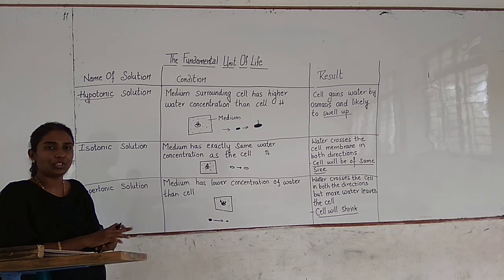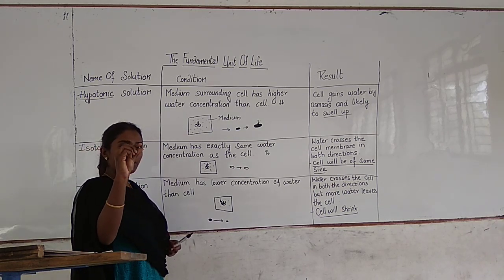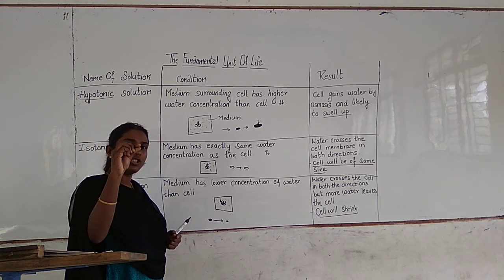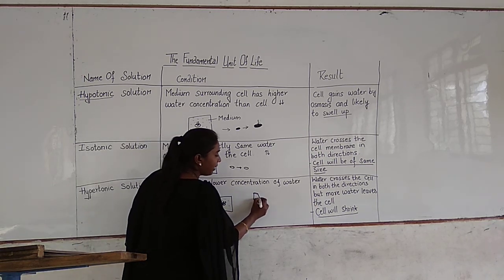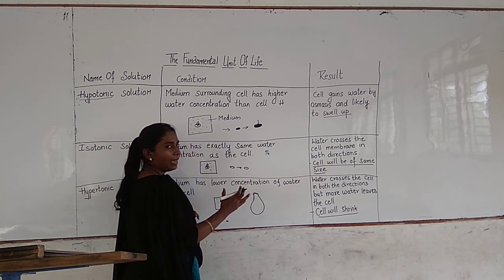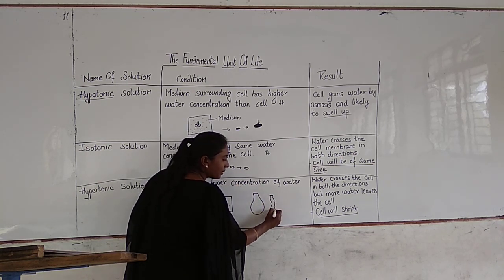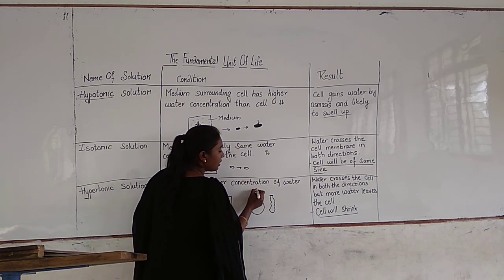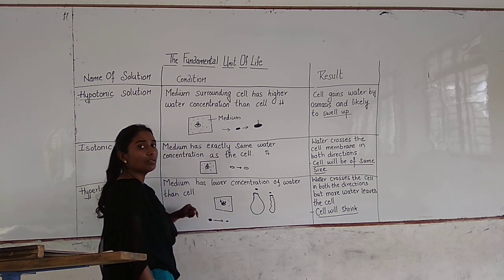Now, why does the cell shrink? Shrink means becoming smaller. It is just like the example of a balloon. When you fill air in the balloon, it swells up, but when the air is lost from the balloon, it shrinks. In the same way, in hypertonic solution, the cell which has water content in it loses that water, shrinks and becomes soft.